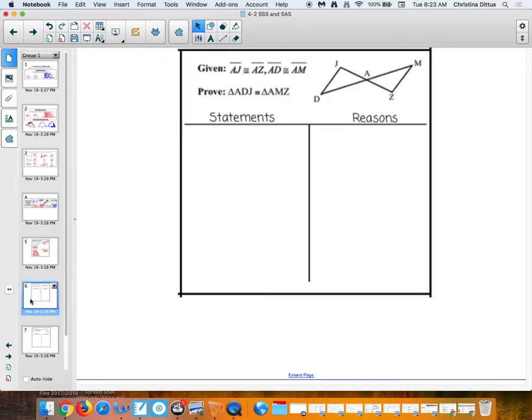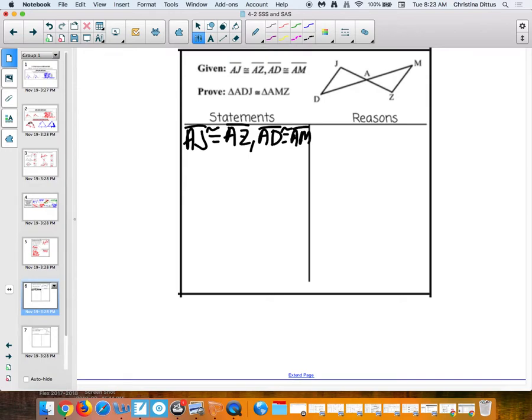First line, always what? Given. So what should I write? AJ is congruent to AZ, and AD is congruent to AM. It's correct. Good job. What is the only reason I know that? It's given.